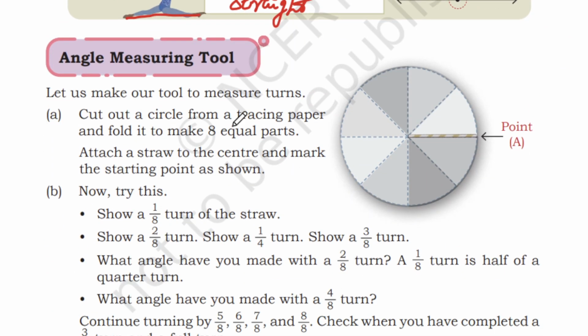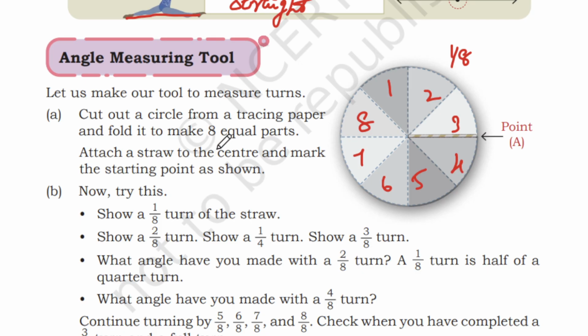Angle measuring tool. So we have an angle measuring tool. Let us make a tool to measure turns. Cut out a circle from a tracing paper. Fold it to make 8 equal parts. So we have 1, 2, 3, 4, 5, 6, 7, 8. So these are 8 equal parts. So 1 by 8 will be each part. So this is 1 by 8, 2 by 8, 3 by 8, 4 by 8. It comes as turns.